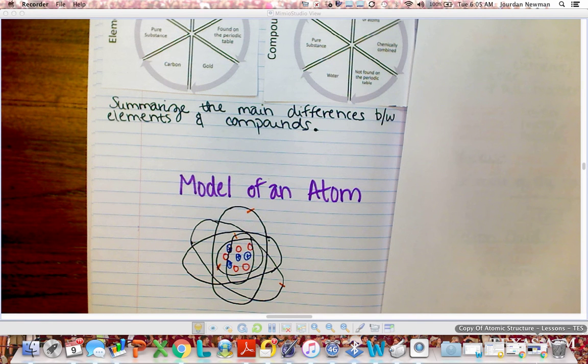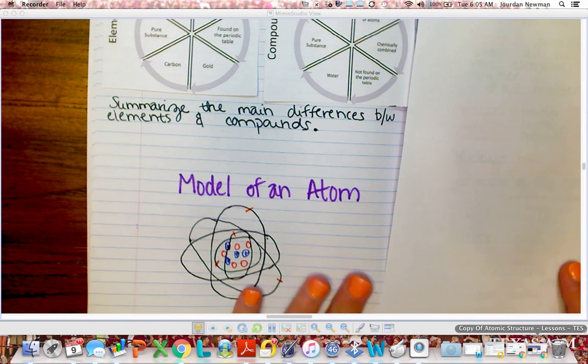We will talk more in depth as we go on about the different models that we've had over the years, why we've changed them, what discoveries we've made, and what are some limitations, or some things that are not right about the models compared to the actual atom.